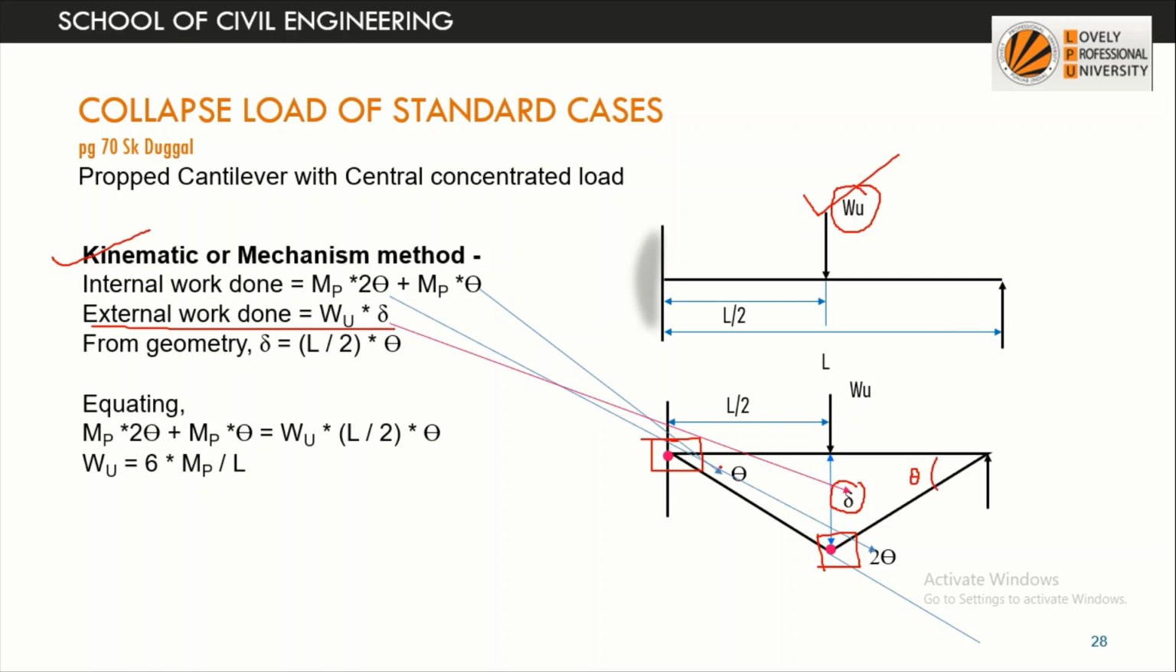When the plastic hinge is formed, this will rotate by angle theta, and this has also rotated by angle theta. So the exterior angle will be the sum of the interior opposite angles, that is theta plus theta, 2 theta. So we get MP into 2 theta. Here the plastic hinge has a moment value of MP, and the rotation is 2 theta. And here the value of plastic moment is MP, and the rotation is theta. So internal work is MP into theta plus MP into 2 theta. When we solve and equate, we will get this value.